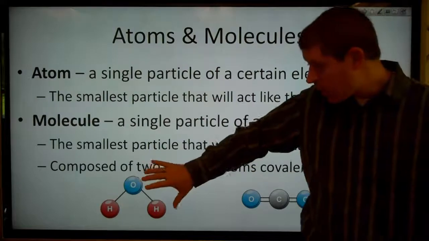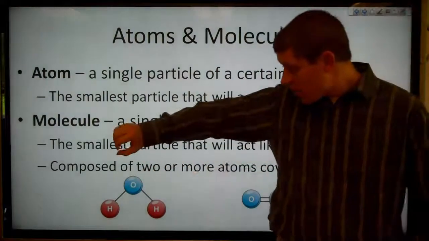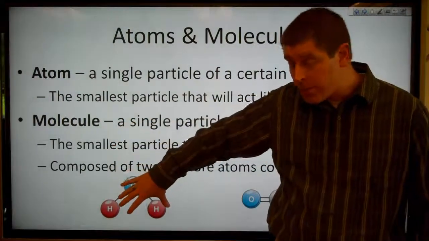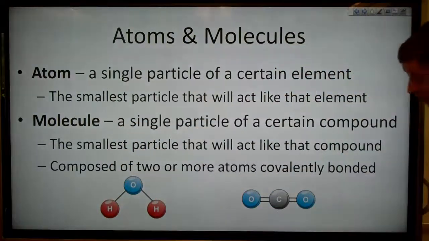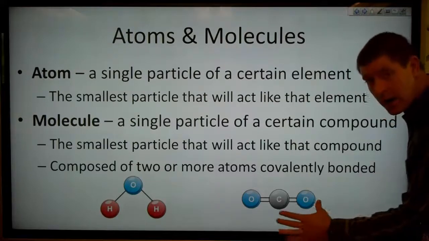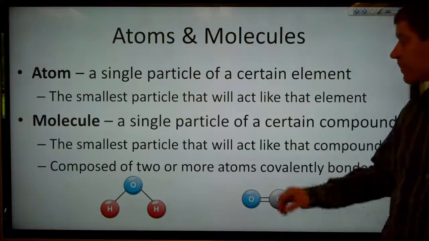So this is something like water. In one water molecule, we have two hydrogen atoms and one oxygen atom. Those are covalently bonded together. In carbon dioxide, we have one carbon atom and two oxygen atoms bonded together.